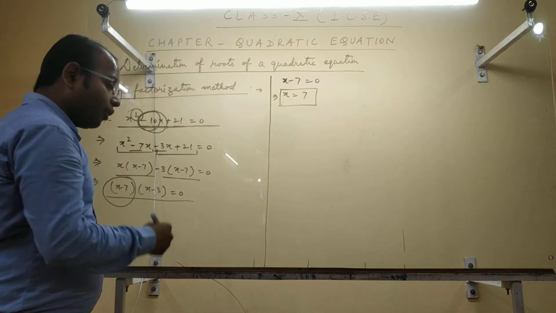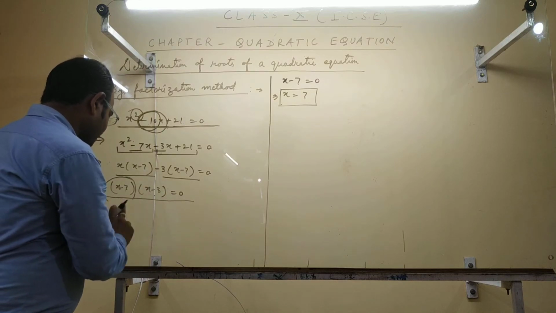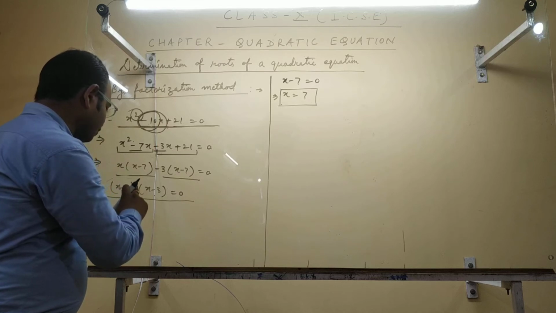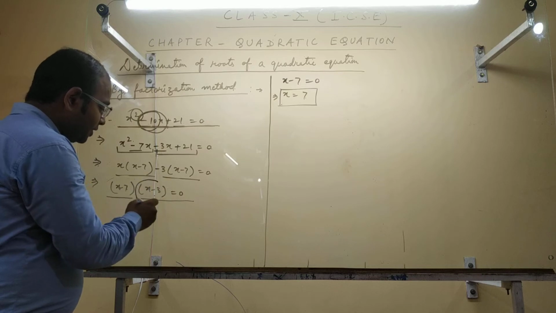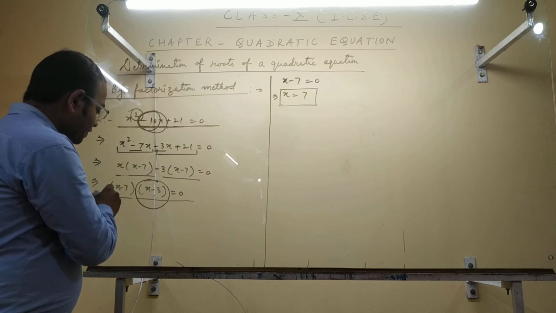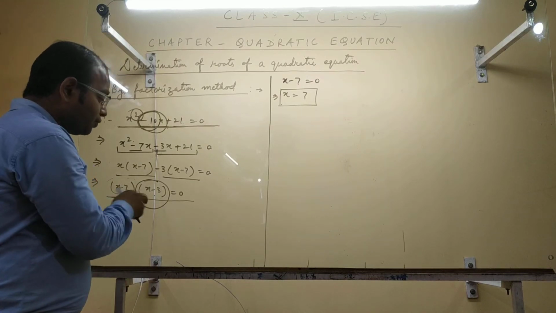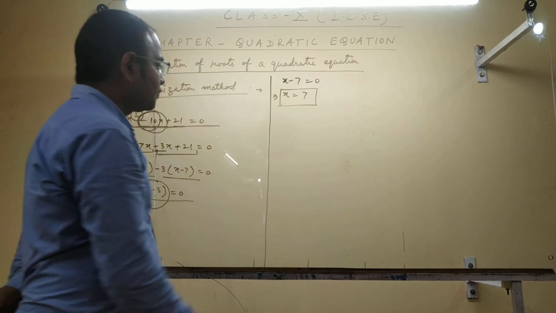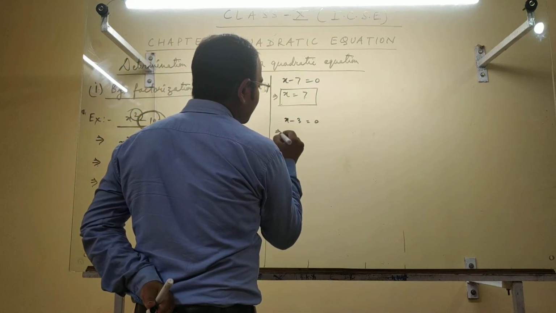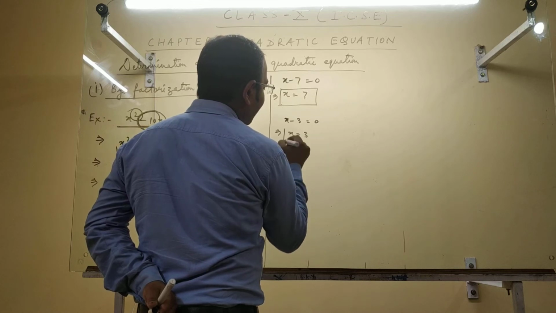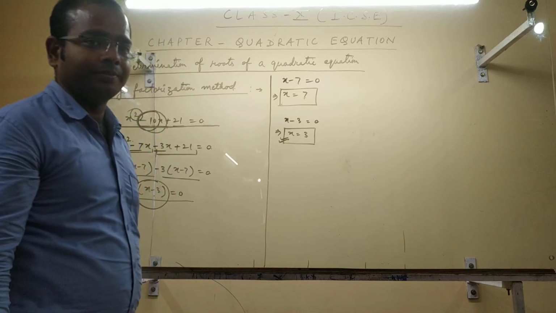The second possibility here is that we don't know whether the first term or the second term is equal to 0. So it can also be possible that the second term is equal to 0 and the first term is non-zero. In that case also, the product of these two terms is equal to 0. So if x minus 3 is equal to 0, then x is equal to 3. This is the second solution of the quadratic equation.